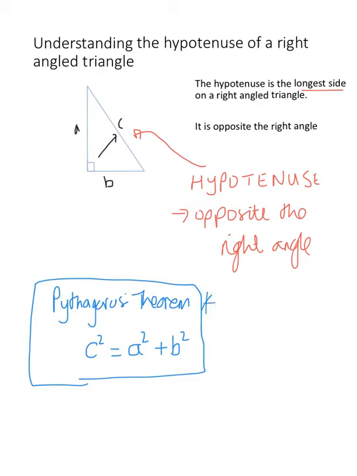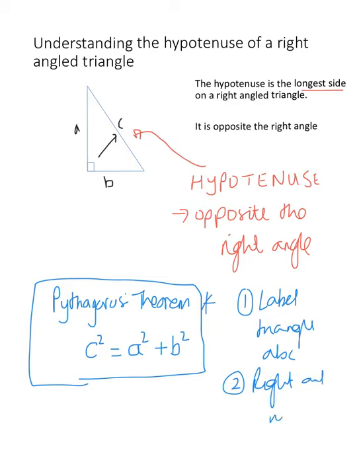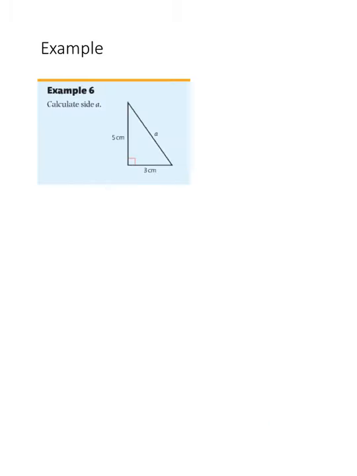The first thing you should always do is label your triangle ABC and then write out the rule. You do that for any question you do involving a right-angled triangle. We'll just work through a couple of examples.